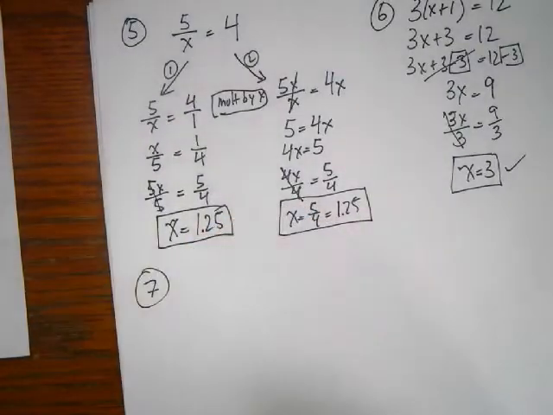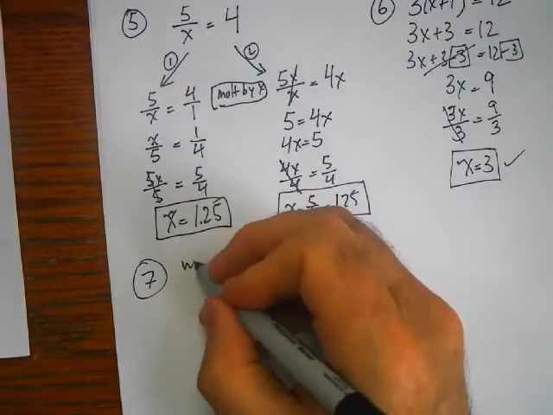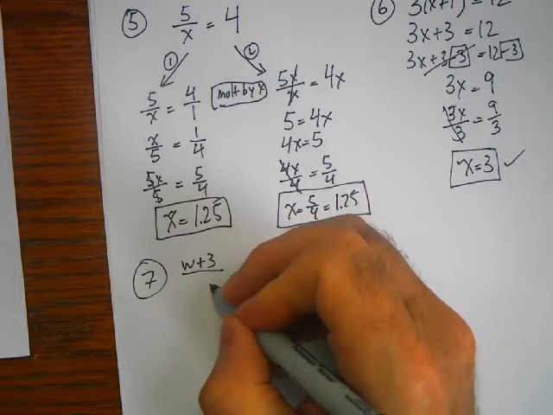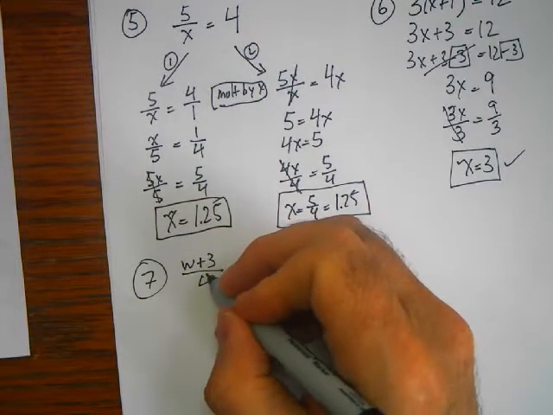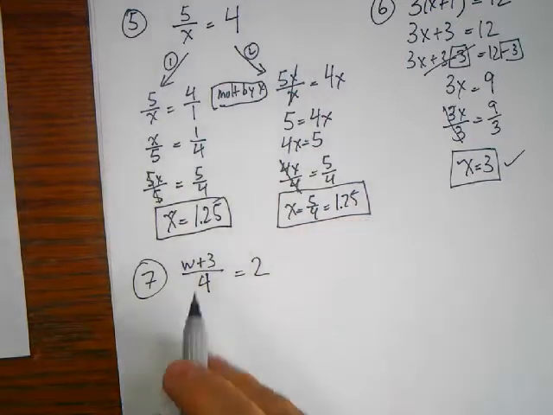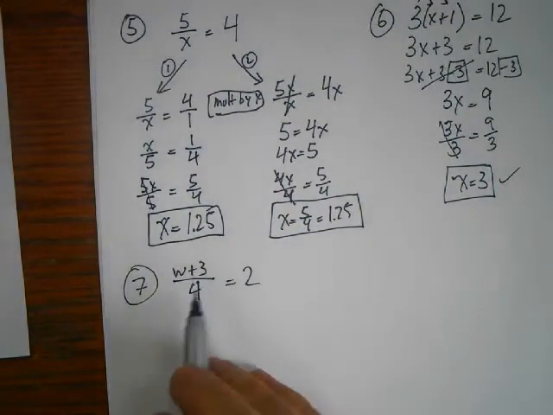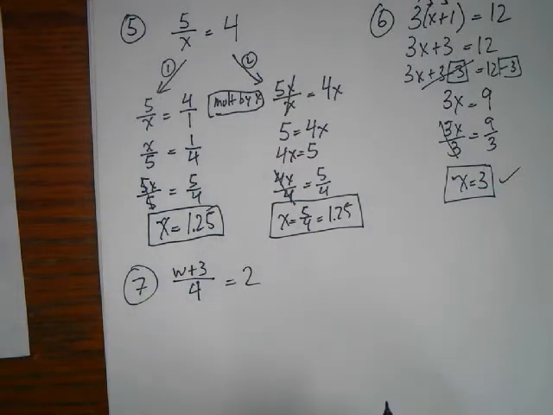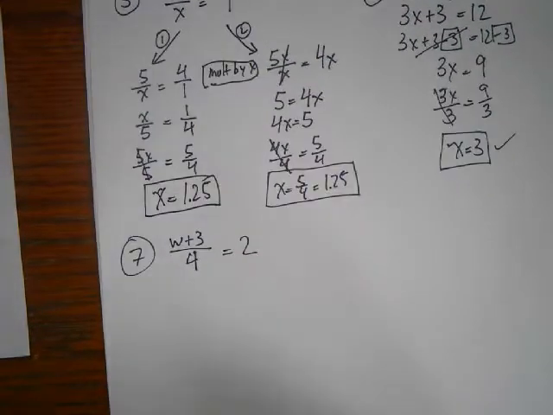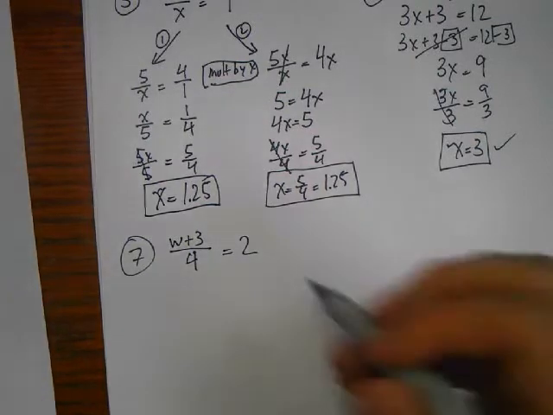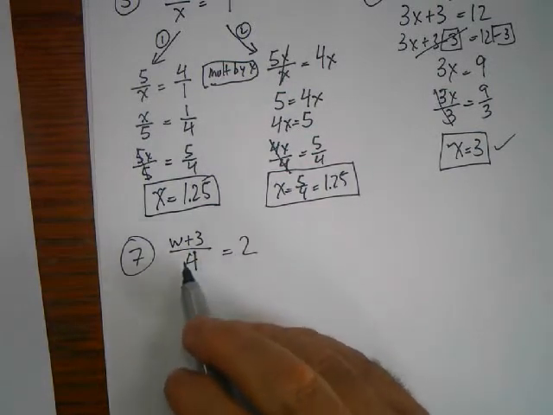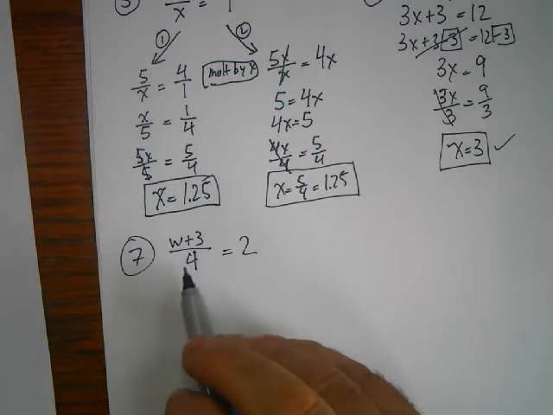Let's go to number 7. We have another fraction this time, but the variable is w, and it's on the top, so we don't have that situation. We have w plus 3 on the top, so that makes it a little bit different. So again, if we go through our guide, we see a fraction. So how do we get rid of that fraction?